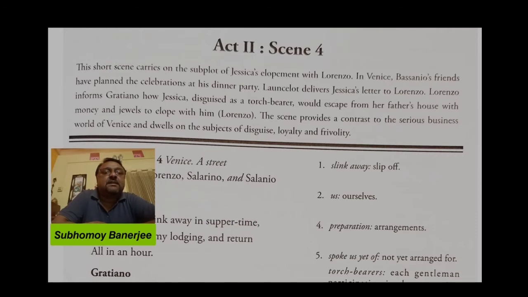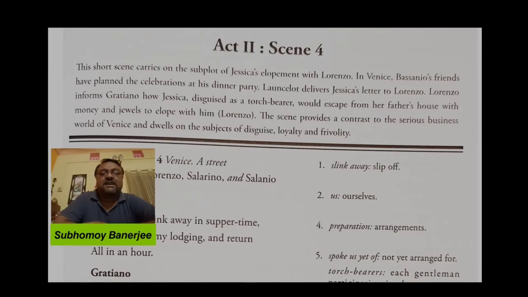In Venice, Bassanio's friends have planned the celebrations at his dinner party, that supper party about which Jessica was telling Lancelot. So Lancelot delivers Jessica's letter to Lorenzo. So money was given as a tip, as a master or mistress gives to the servant, and the letter was also given, and this letter is now being delivered to the right person, that is Lorenzo, Jessica's lover.